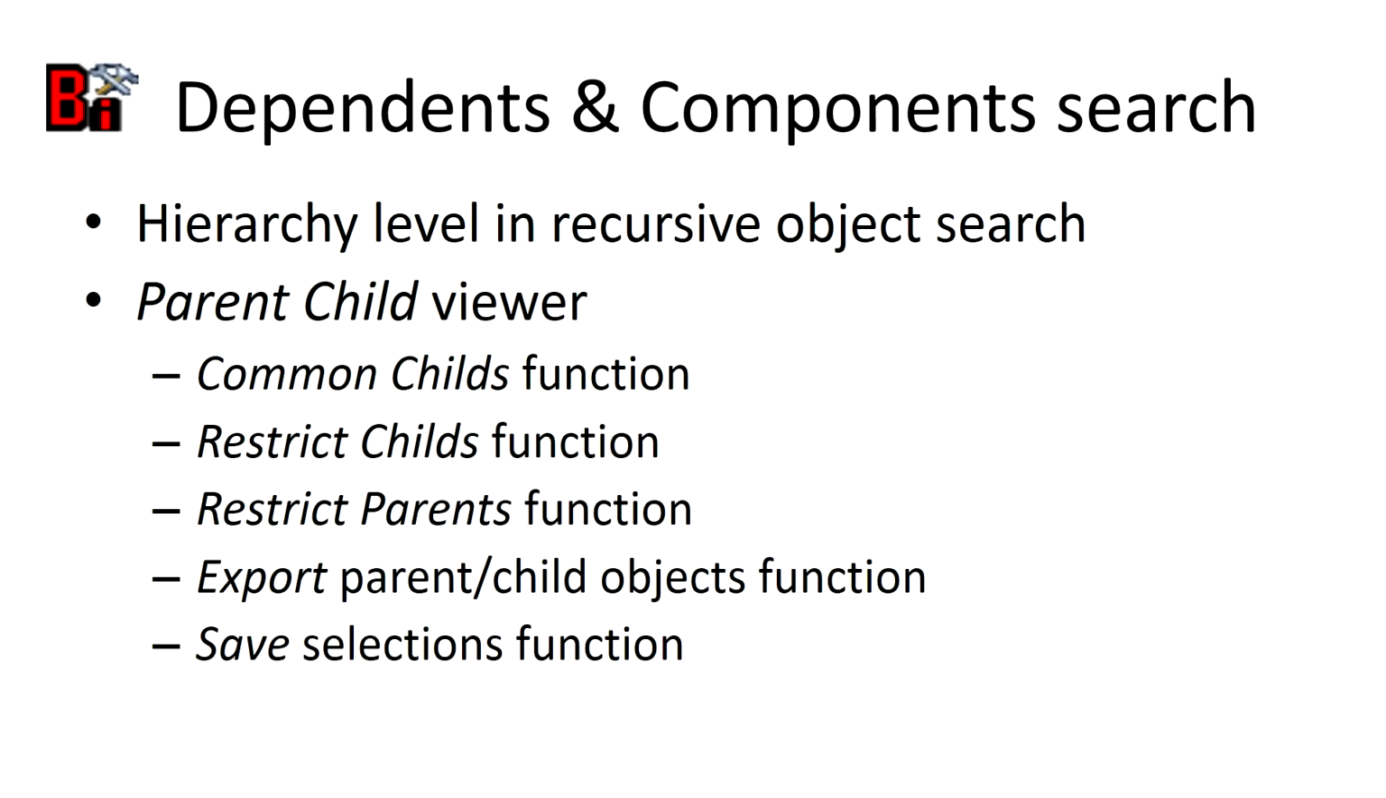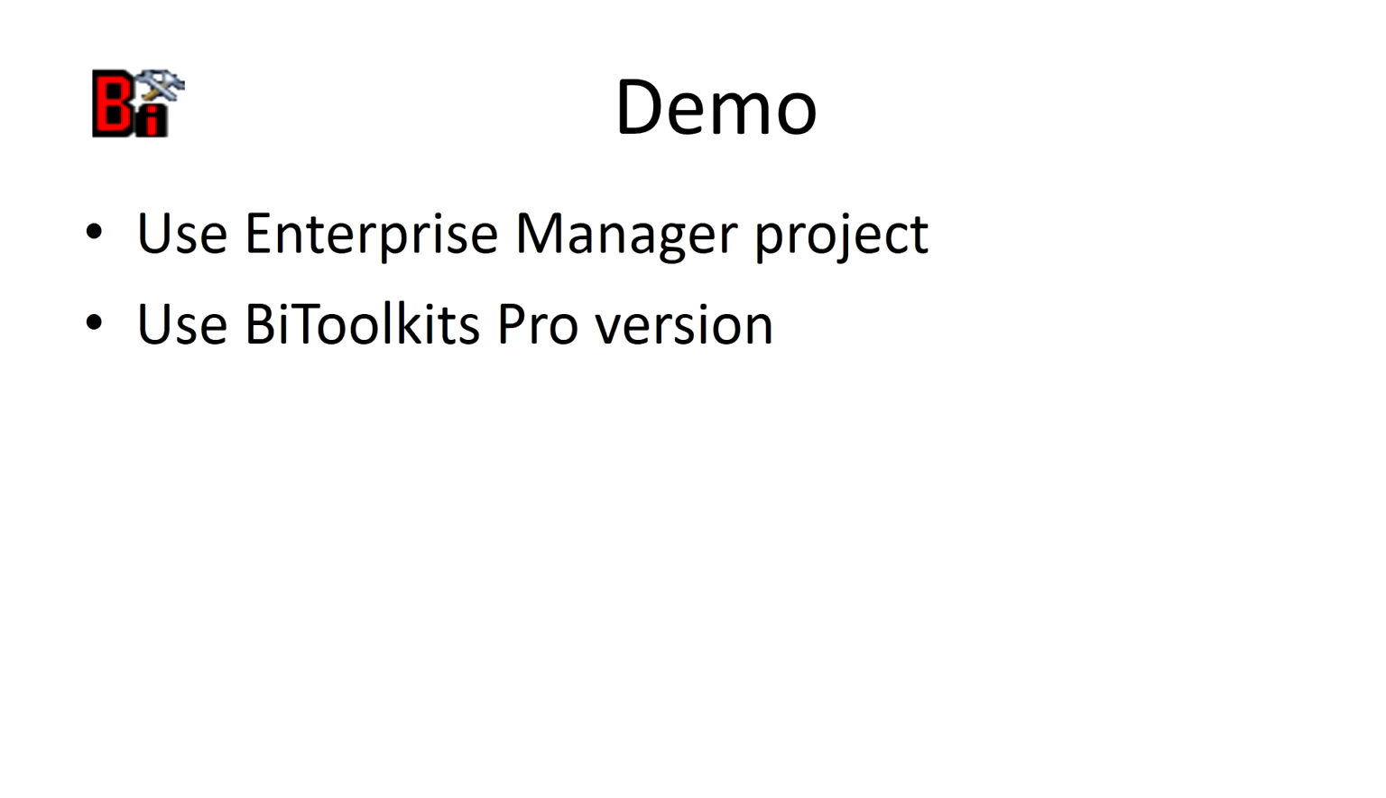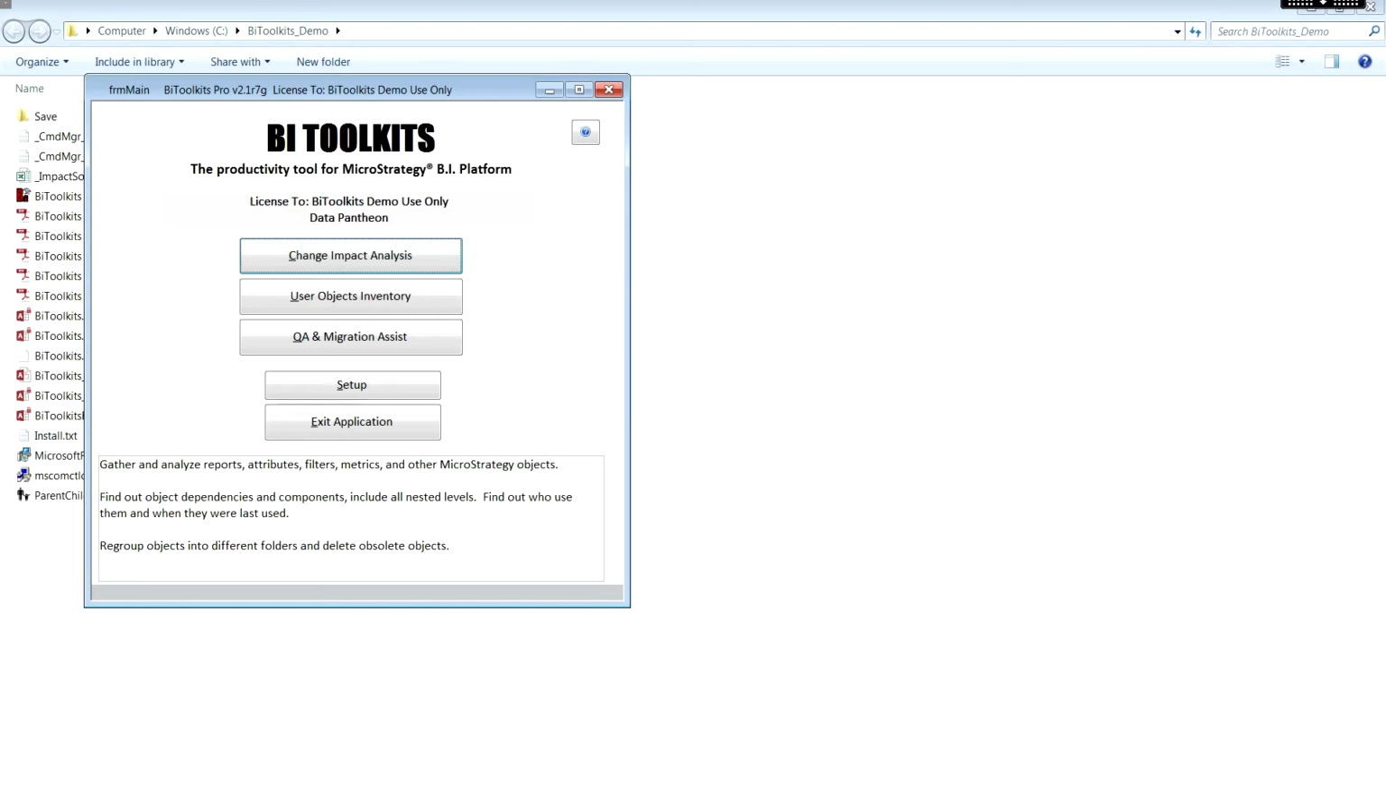We will start with hierarchy level in recursive search and then on to the rest of the functions in sequence listed here. For this demo, we will use MicroStrategy's Enterprise Manager project. We will use BiToolkits Pro version for this demo, as features discussed here are not available in the free version. Let's start the demo. Let's perform a recursive dependence search.